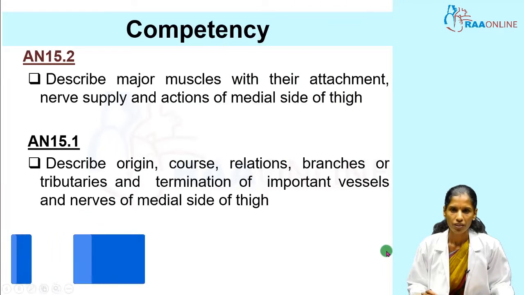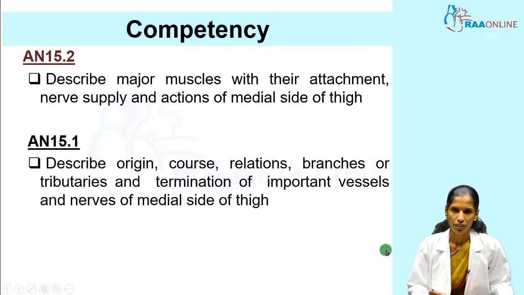So these are the competencies we are going to learn today. First is to describe the major muscles with their attachments. Attachment means it includes both origin and insertion, the nerve supply and action of the medial compartment of thigh muscles. The second competency is to describe the origin, course, relations, branches or tributaries and termination of important vessels and nerves present in the medial compartment of thigh.